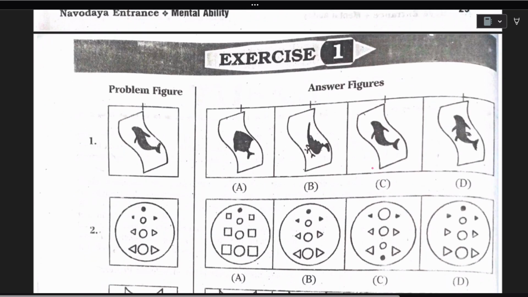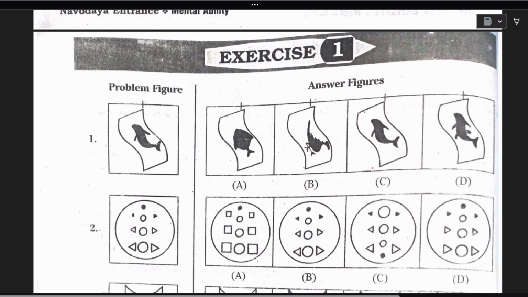Okay, let's enter into our exercise number 1. Here we are having fishes. So just check all the things and eliminate one by one. Here it is not like a fish. It is something like a dinosaur. So we will be eliminating B. And here also the fish is not the same. So we will be eliminating this one.